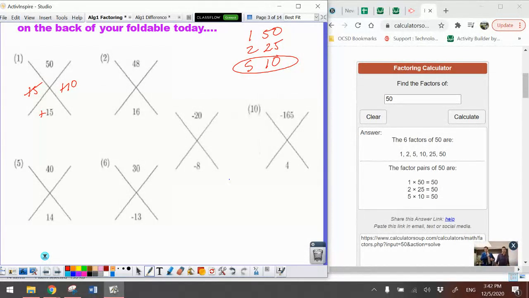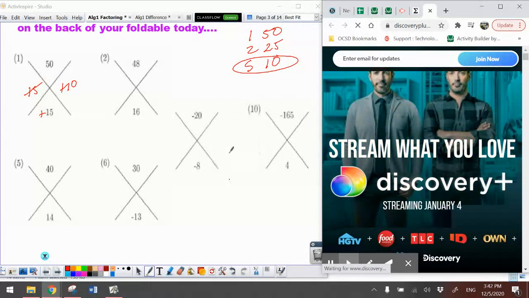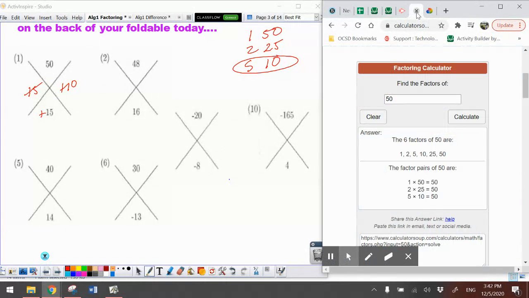And it's important to put those signs in there because as we move forward with our factoring, that's going to be really important for us. Okay, hit pause, see what you can do with these.